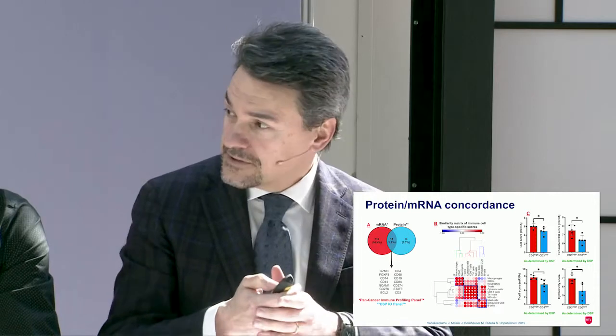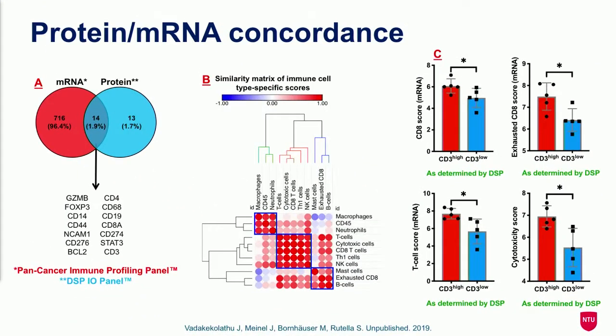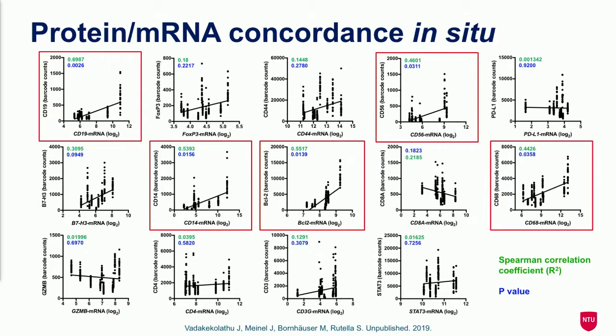But it's also very important to see whether protein expression correlates with RNA expression. So we also analyzed those samples using the pan-cancer immune profiling panel, and we found a very nice correlation between the CD3 high versus low status and also RNA scores, which is shown in panel C more specifically. So higher CD8 RNA scores, exhausted CD8 RNA scores, and T-cell scores, and also cytotoxicity scores in the CD3 high samples as determined by DSP, so by visual inspection.